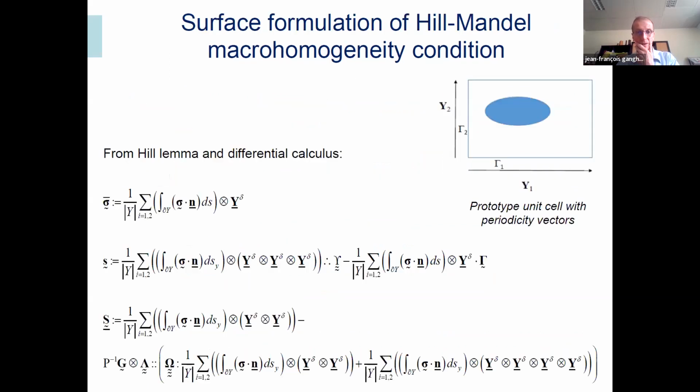And we can get a surface formulation. So we can use a periodicity condition: if we have a unit cell, we can identify two periodicity vectors. So we take a simple geometry of a rectangular box with some microstructure in it. We have two periodicity vectors, and from this we can find a surface formulation of all kinematic and static measures that we have derived previously.